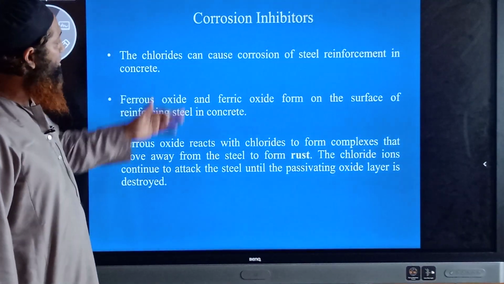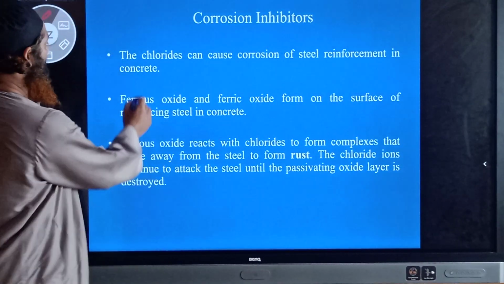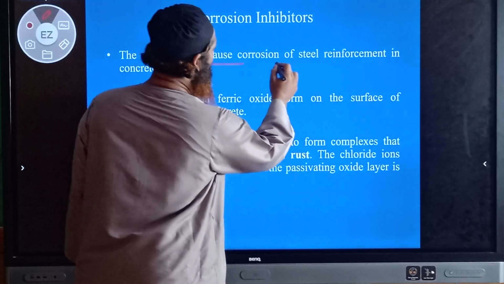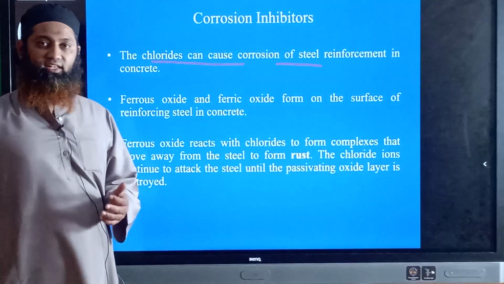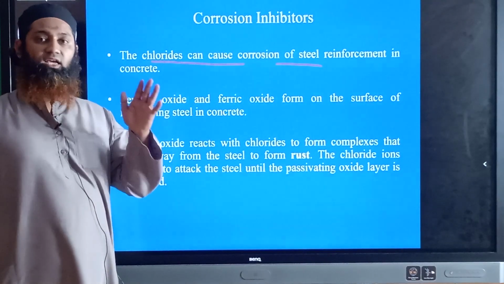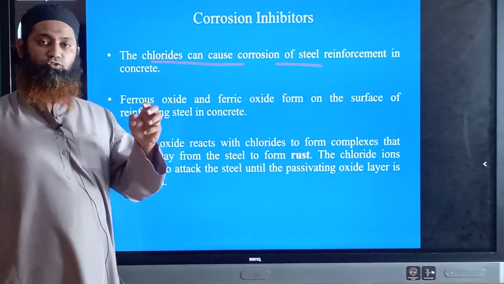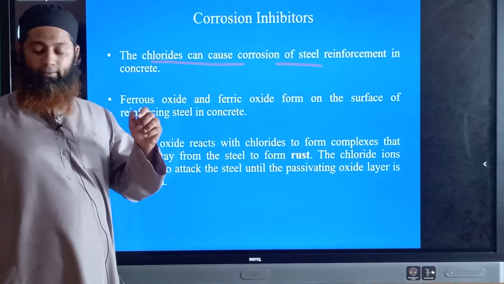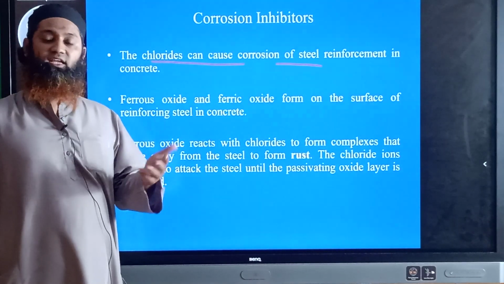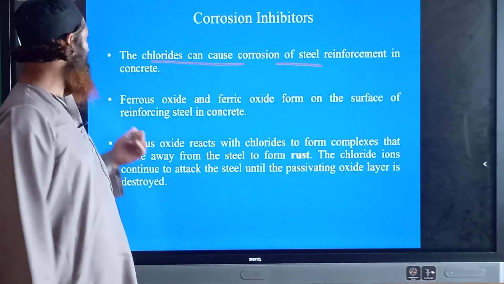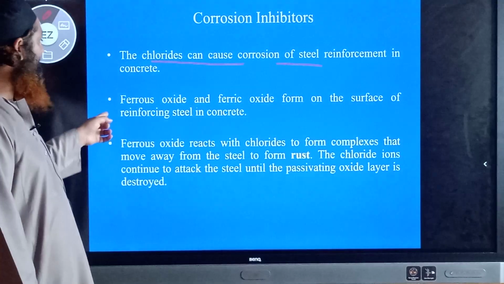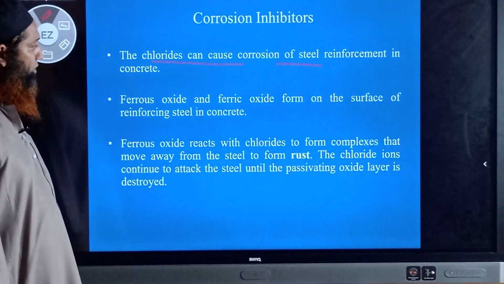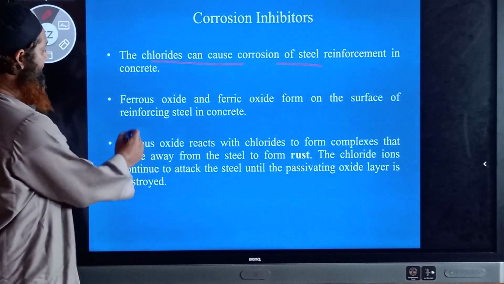The chlorides can cause corrosion of steel reinforcement in concrete. Normally these chlorides cause corrosion of steel in concrete. Now we have to come up with some solution where this chloride attack can be stopped, and thereby the corrosion in the reinforcement can be reduced or delayed. So when this is the need, ferrous oxide and ferric oxide form on the surface of the reinforcing steel in concrete.